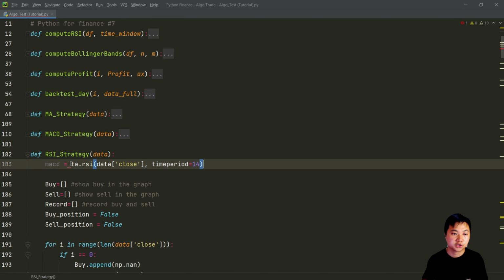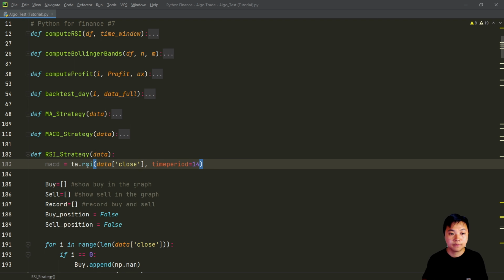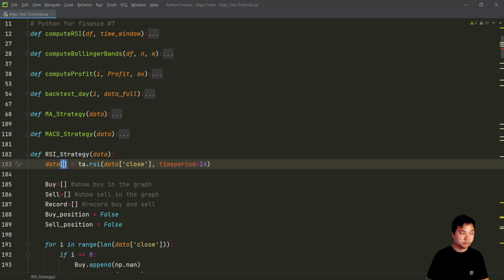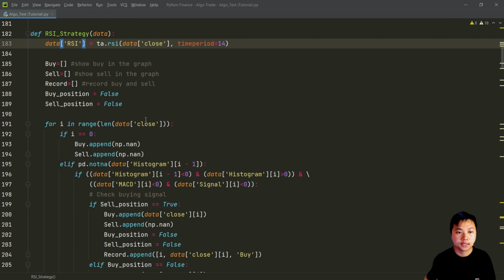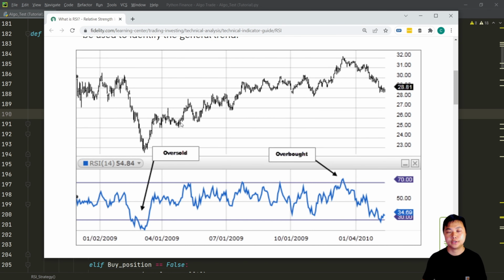So for this one, just change this to RSI, use the TA method to help us calculate the RSI with the use of the closing price, and the period just keep it as 14, and then we will assign it back to the column RSI. And of course, we need to change a little bit of the logic. Let's take a look at the RSI trading strategies.